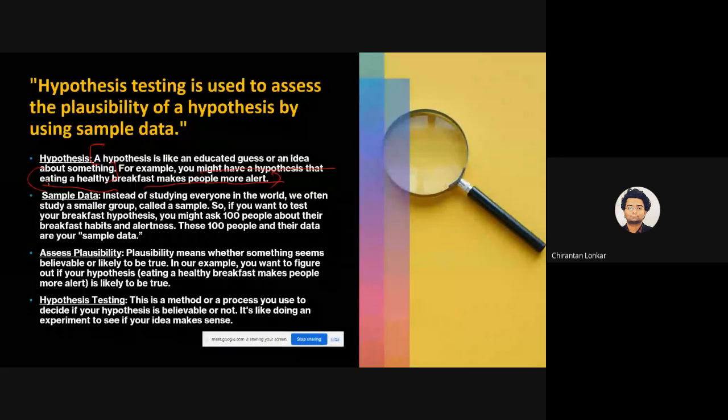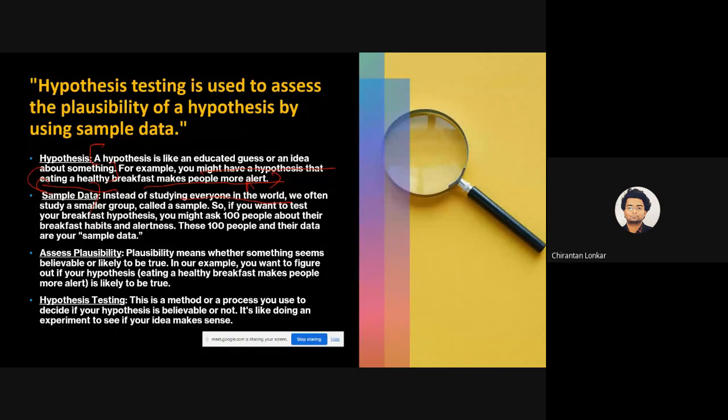Yeah. Sample data. Obviously, in order to prove my hypothesis, I'll be needing sample data, right? If I don't have the data, what will I prove? So instead of studying everyone in the world, which basically means studying the entire population, we often study a smaller group, which is called a sample. So instead of studying the entire population, I'll take a small sample, right? Instead of studying, let's say, all the drugs or all the tablets available for joint pain in the market, I'll take a sample.